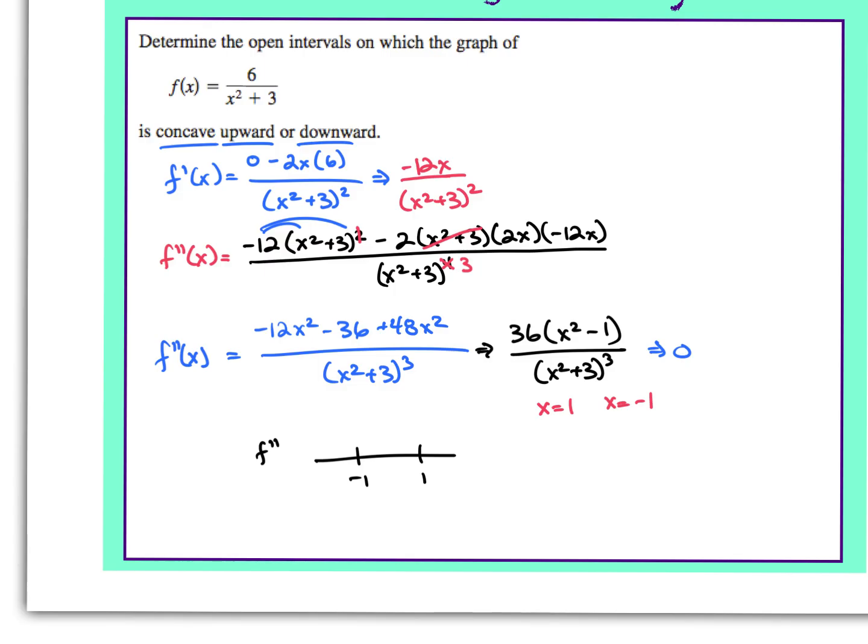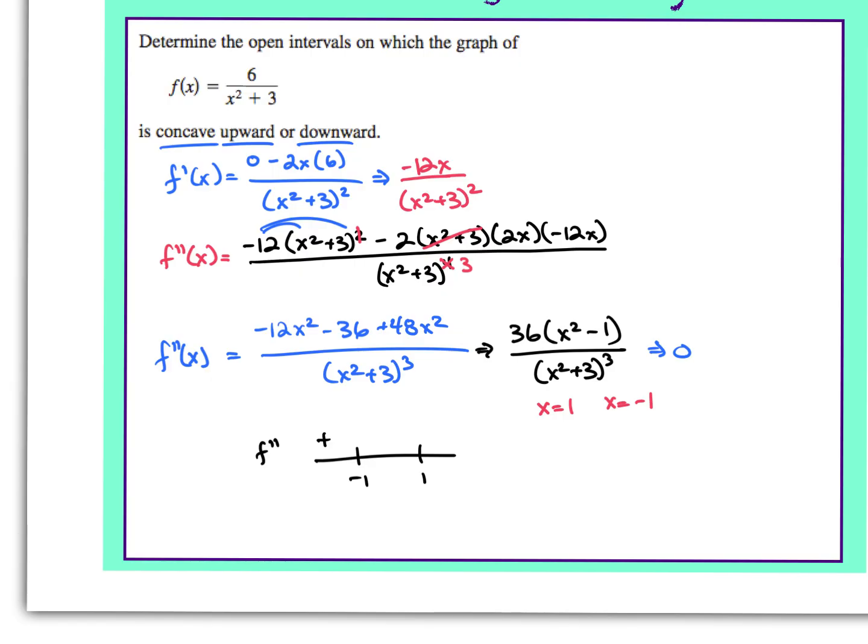And so now let's pick something left of -1, like what? -2. And so when I substituted -2 right here, this would become what? The top would be positive. The bottom's always going to be what? Positive. So then I would end up having a positive.